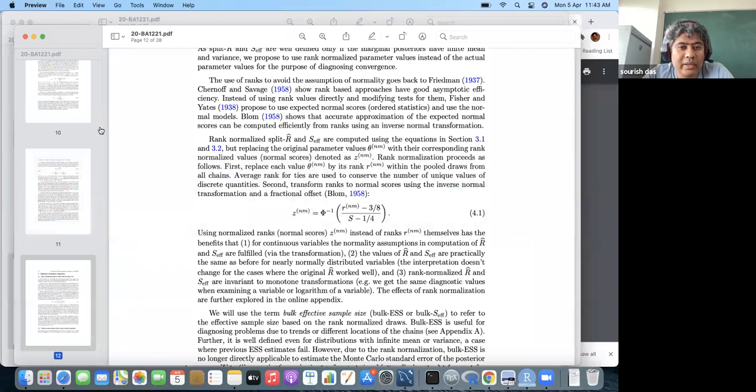So that is where the Z and M thing comes from. This is sort of a variance stabilization technique that they use for the inverse normal transformation.